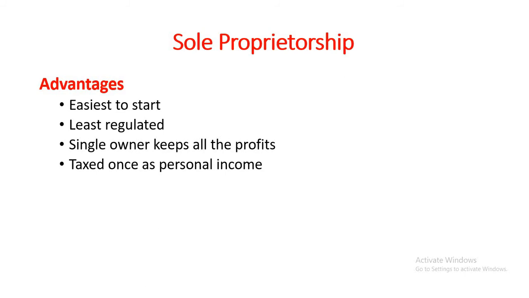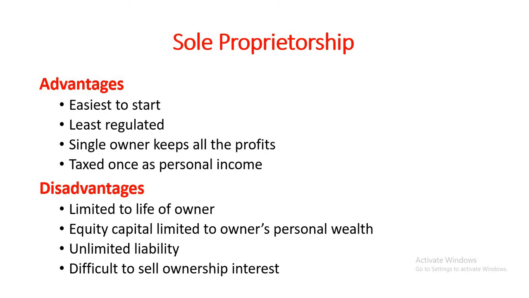Let's look at the disadvantages of sole proprietorship. First of all, the life of a sole proprietorship is limited to the life of the owner. It means if the owner dies, the sole proprietorship will also die, or if the owner decides to close his business, the sole proprietorship will be closed.